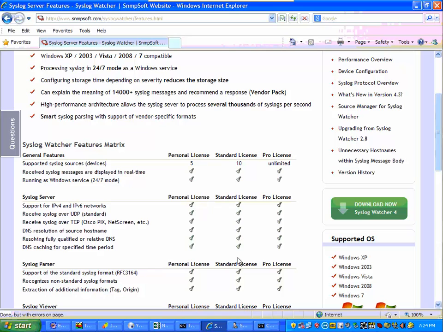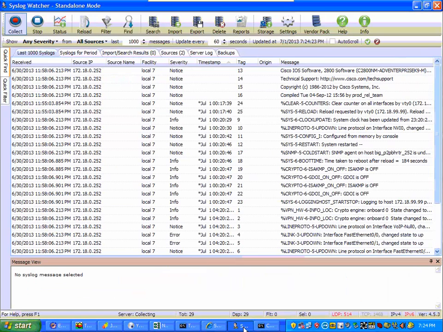The reason why I like this particular product is not only because it's free, but because it supports many different messages. A lot of syslog products that are free will give you this cryptic kind of code that you have to look up. But in this case, this product does a pretty good job of interpreting what the devices are telling us, in this case, a Cisco router. So I want to show you here what that looks like.